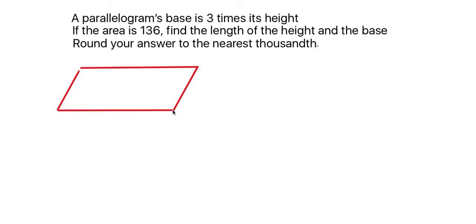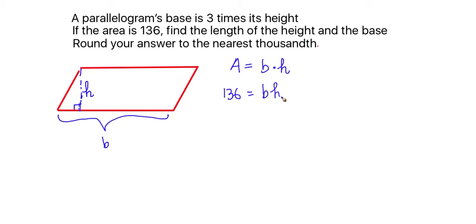So here's my parallelogram, and I know that it has a base that's a bit longer than its height. Now don't forget that the height is the length that is perpendicular to the base and passing through one of the other vertices. So this horizontal length here is our base, and this vertical dotted line here is our height. And we know that the area of a parallelogram is simply the base multiplied by the height. And we know that the area here is equal to 136. So we can set up information and fill it in as best we can.